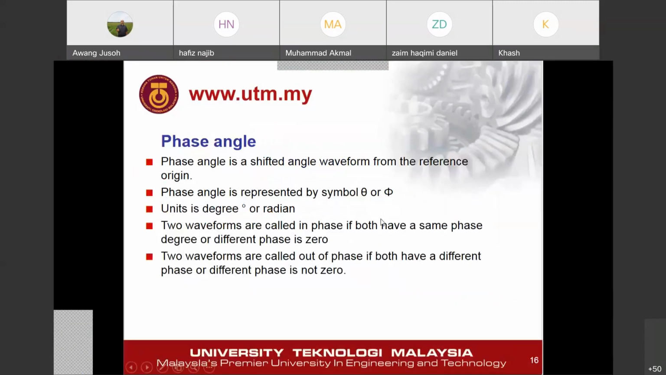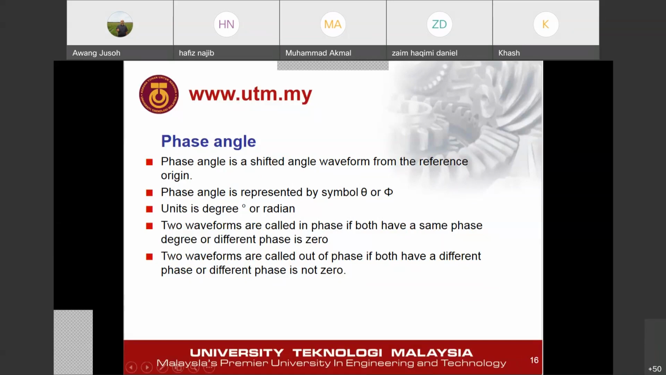It can be in degree or in radian. Two waveforms are called in phase if both have the same phase degree. If you have two waveforms where the phase shift between them equals 0, there is no phase shift between them. That means the waveforms are in the same phase, with zero phase shift.